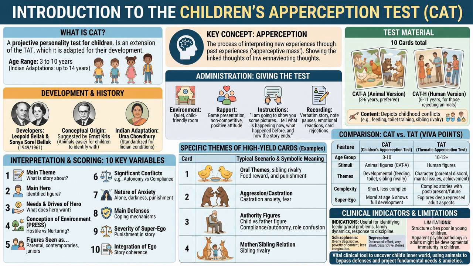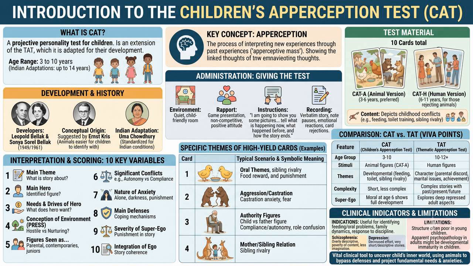When comparing the CAT to the TAT, the CAT is for ages 3 to 10 using primarily animal figures to explore developmental themes with shorter, less complex stories. The TAT is for ages 10 and above, using human figures to explore deeper, repressed aspects of adult personality with more complex narratives. Clinically, the CAT is highly useful for identifying feeding problems, family dynamics, and responses to discipline.